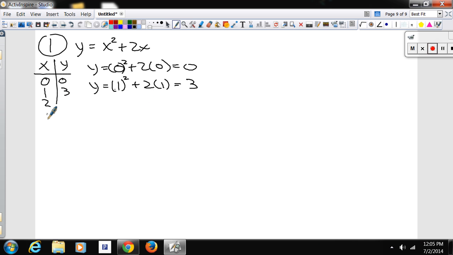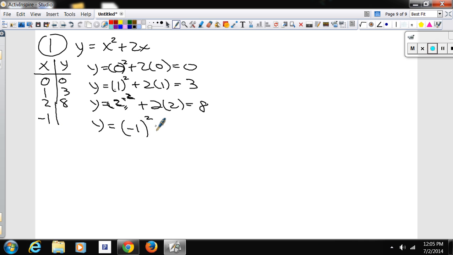If I plug in a 2, 2 squared, 2 times 2, so 4 plus 4, you're going to get an 8. You might want to try a negative 1 just to see if we have a symmetrical graph where you get one of the same answers. So let's try a negative 1. Negative 1 squared plus 2 times negative 1. So that's going to be a 1 minus a 2, which is a negative 1.